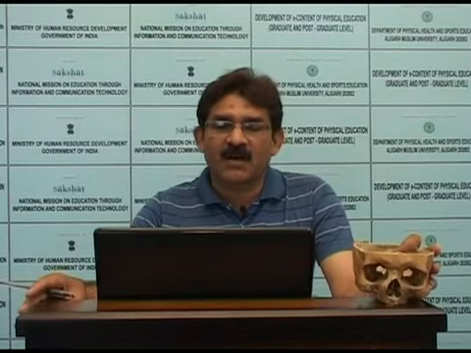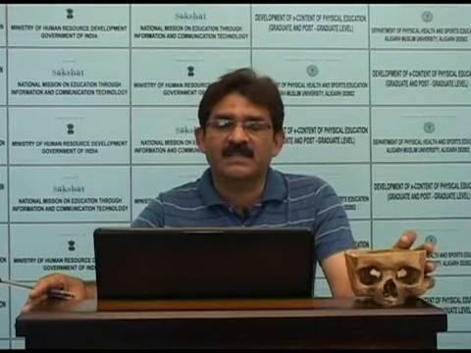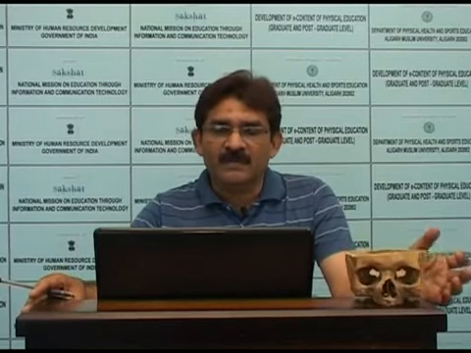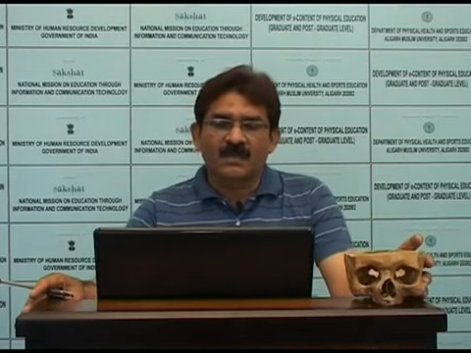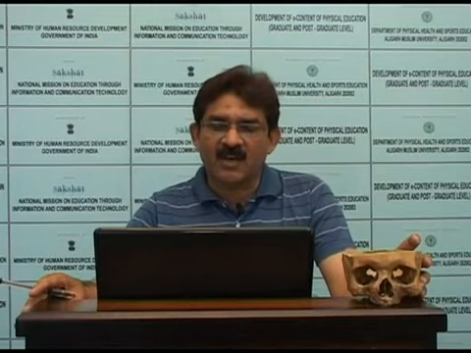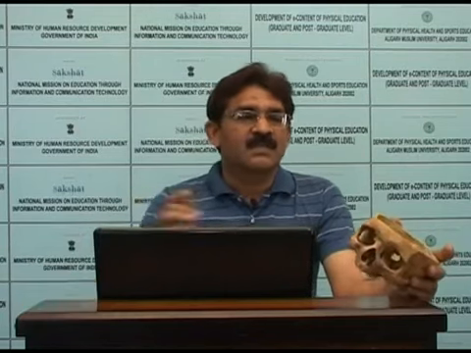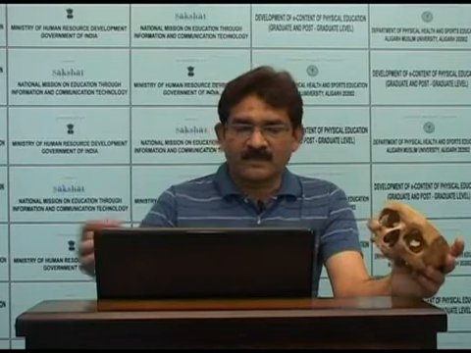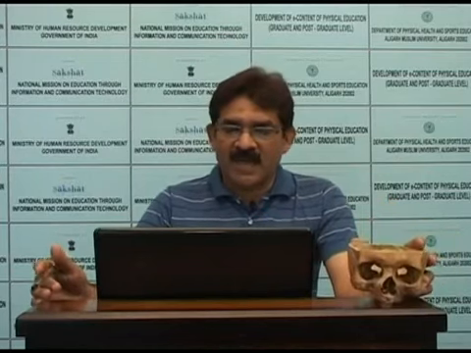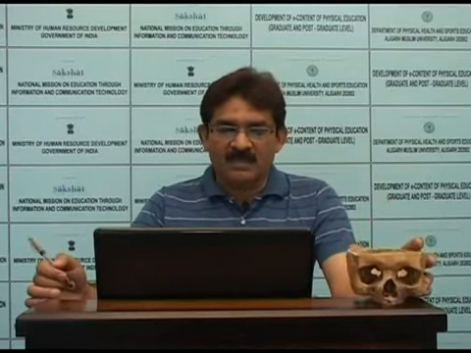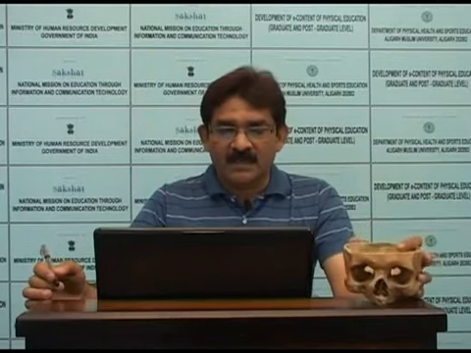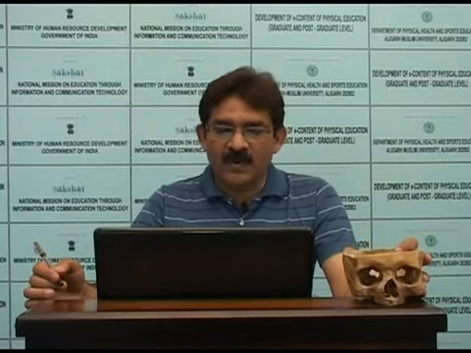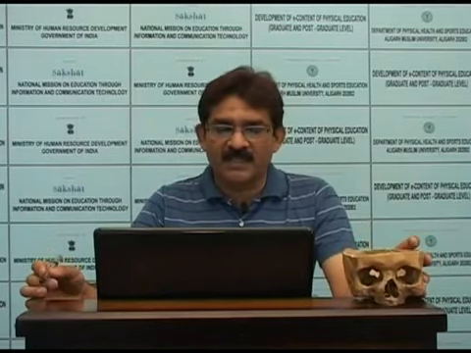Frontal processes of the maxillae articulate with the frontal bone. Zygomatic processes of the maxillae articulate with the zygomatic bones. This is the zygomatic bone. Intermaxillary suture is absent here. It is the site where the two maxillae are united in the median plane.